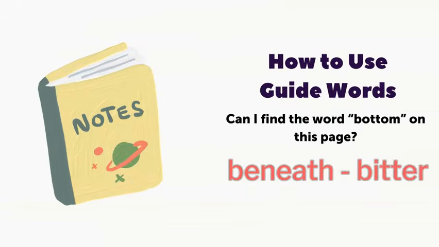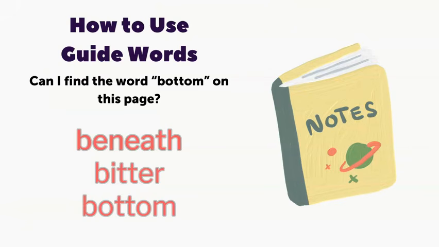All right, here's another example. Can I find the word bottom on this page with the guide words beneath and bitter? So the first word is beneath, the last word is bitter. Can I find the word bottom on this page? So again, here's what I'm going to do. I'm going to take the words beneath, bottom, and bitter, and I'm going to write them in alphabetical order.